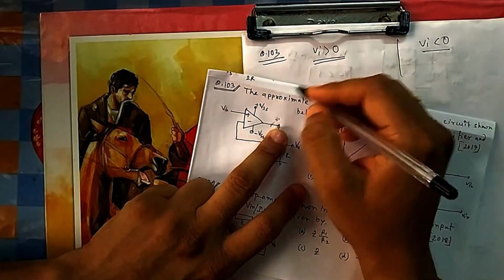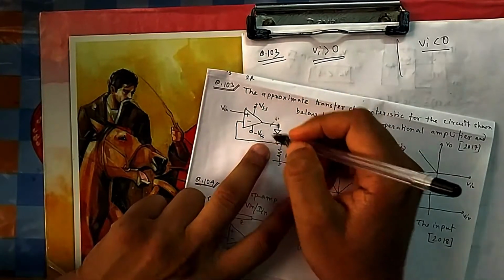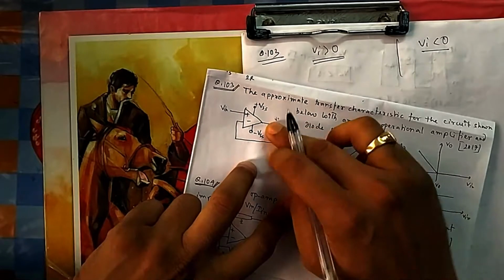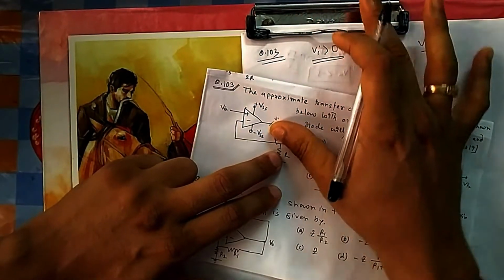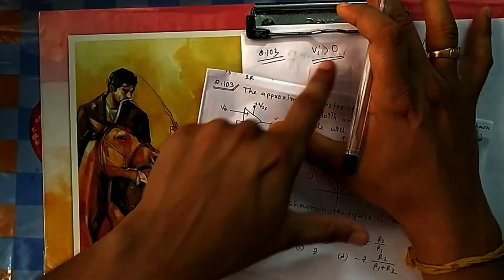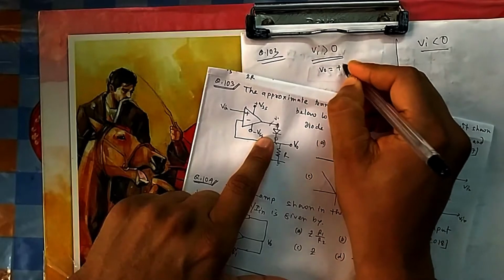So if your Vi is greater than 0, so this is positive, I assume this will be at higher potential, because this is already connected to ground. If this diode is not there, then the negative input is getting 0, and this is getting plus positive. So obviously your V output is equal to plus VSS.